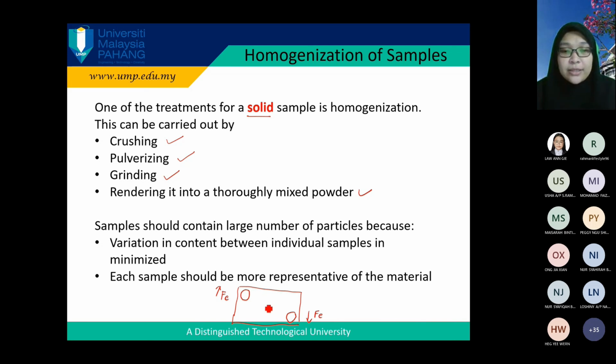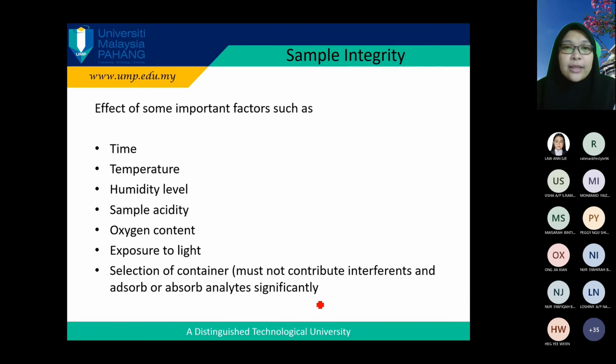So you need to do homogenization and the sample should contain large number of particles because it will minimize the variation. Okay, if you sample here, you get high amount of iron, but if you sample here, you get low amount of iron. You need to homogenize, mix them well to reduce the variation in content, so that each sample is representative of the iron here.